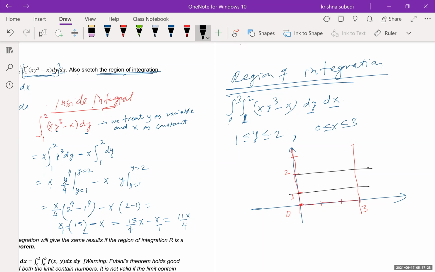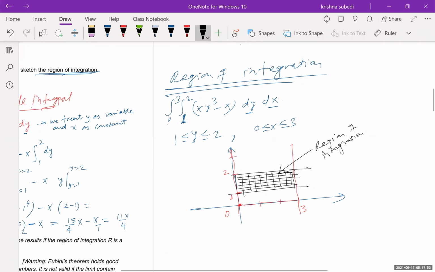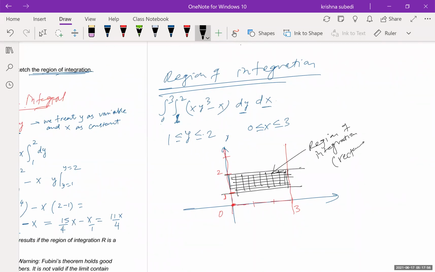Now y lies between 1 and 2, so this is your y right there, between 1 and 2, and x from 0 to 3, so this is your line. So that's the region of integration. Now notice that this region of integration is a rectangle, right? In this case, we got a rectangle. It is because both of these limits are numbers. So our region of integration is a rectangle.